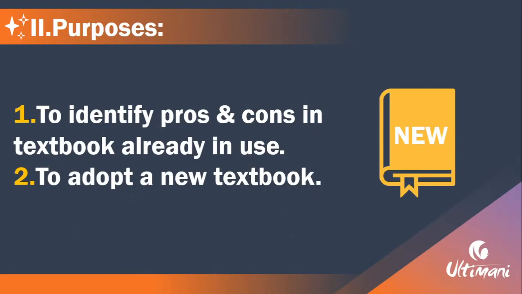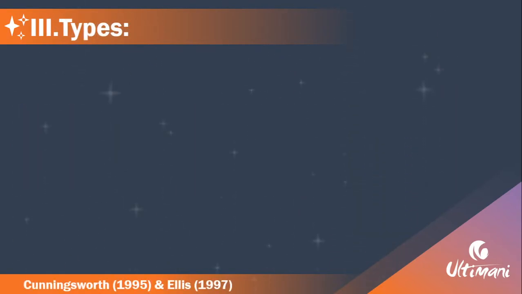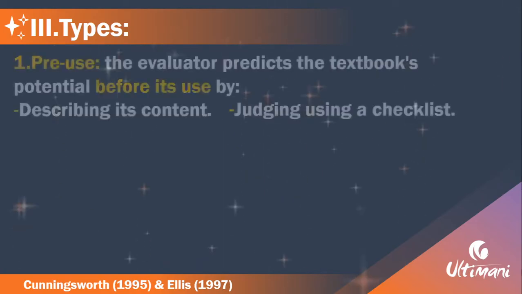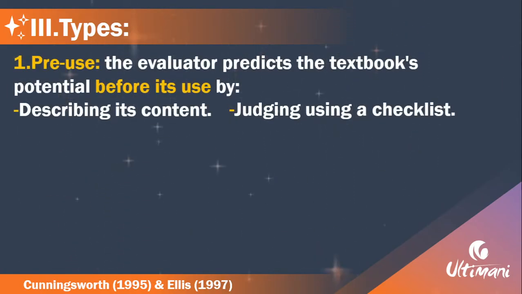Now, what are the types of textbook evaluation? There are three. The first one is the pre-use evaluation. Here, the evaluator predicts the textbook's potential before its use by describing its contents, including level, purposes, topics, exercises, etc., and judging using a checklist. We'll see a famous checklist example later.